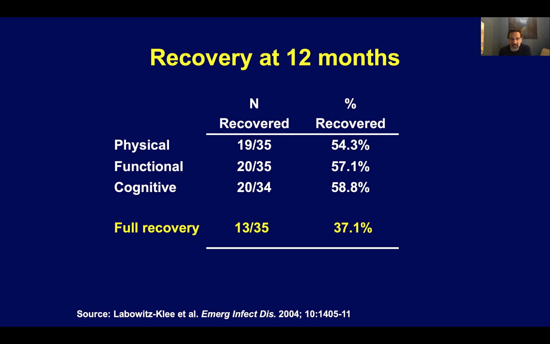It's not something that you get infected with, go into the hospital, and leave and resume a normal life. These folks had very significant changes in their routine daily functioning and activities.